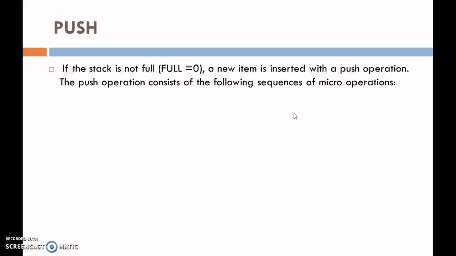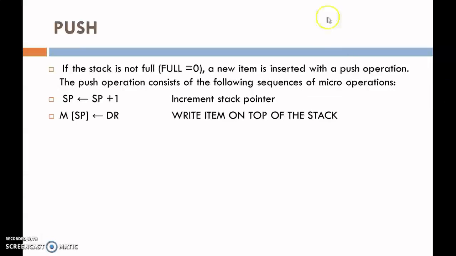Now push operation. If the stack is not full, a new item is inserted with a push operation. The push operation consists of various micro operations like this. First of all, it increments the stack pointer value, means SP plus 1, and it is stored in the SP register. Then after that, the value of the DR register is stored at the location indicated by the SP. So it is written as M of SP equal to DR.